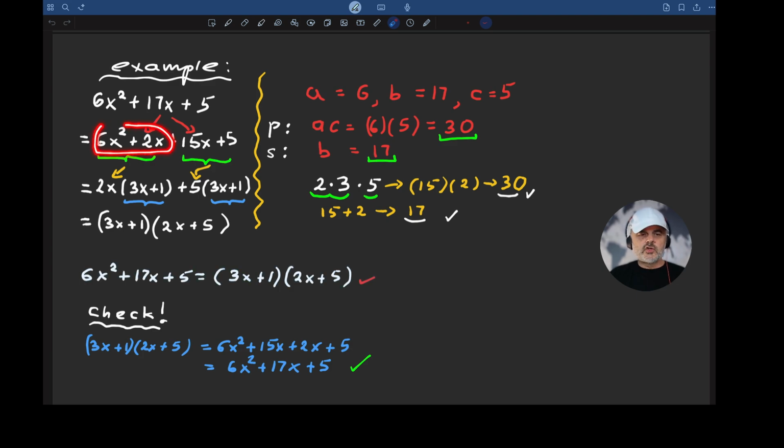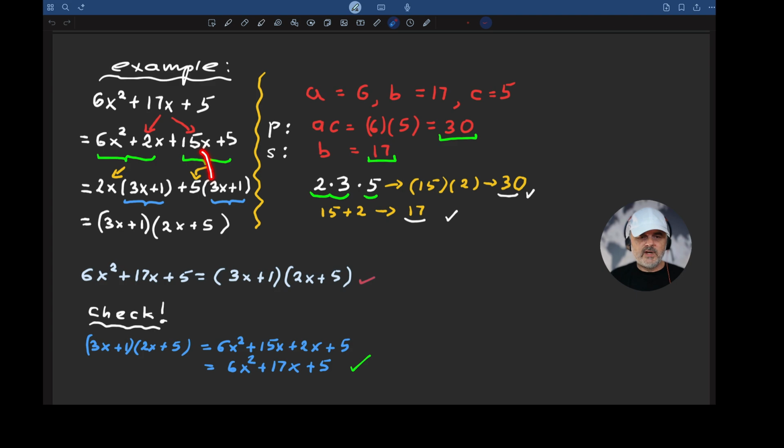Then you look at each group separately. You factor by looking for the common factor for that particular group. So 6x squared and 2x, the common factor is 2x. And you write 3x plus 1, because when you divide by 2x, you get 3x and 1. And then the second group, you do the same thing. You have your second group, you see what is the common factor, 15x and 5.